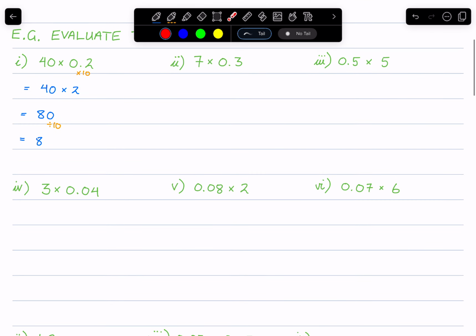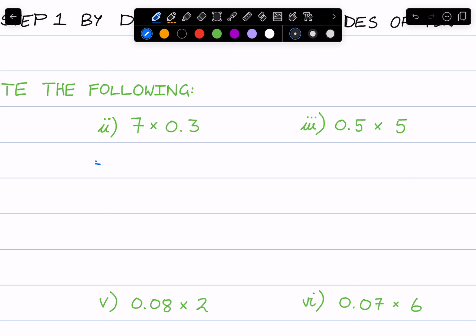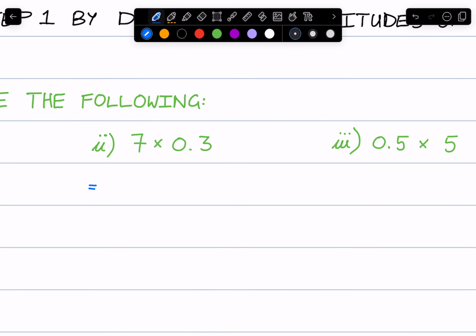So let's keep going. Here we go. So step 1, we want to make this into a whole number. So times this by 10. So this problem becomes 7 times 3. Because remember, when we multiply by magnitudes of 10, we just move the decimal place to the right, or to the left with division. So now we just look at this as 7 times 3, which is 21. And since we multiplied by 10 in the original question, we reverse that by dividing by 10. So moving that decimal place back 1, the final answer just becomes 2.1.